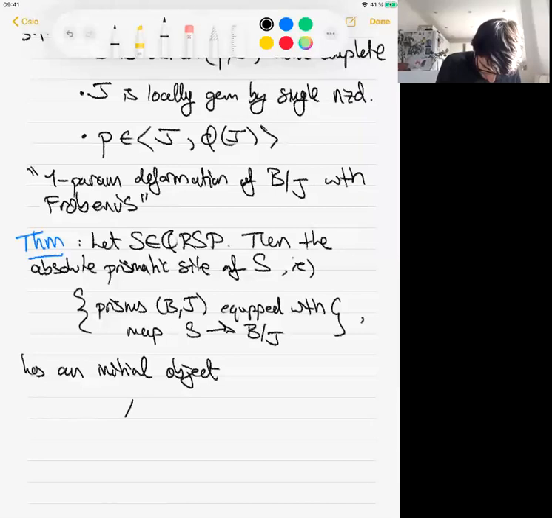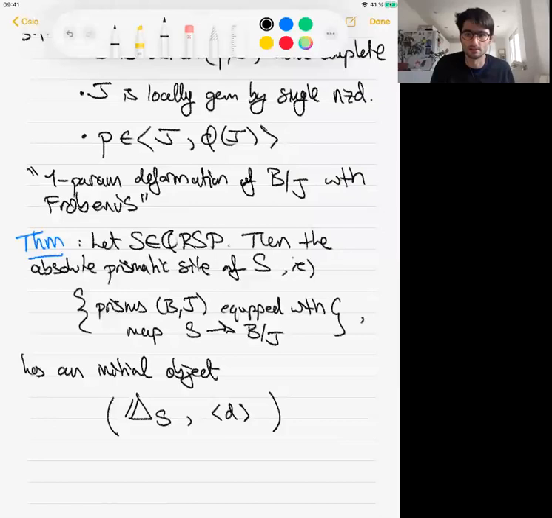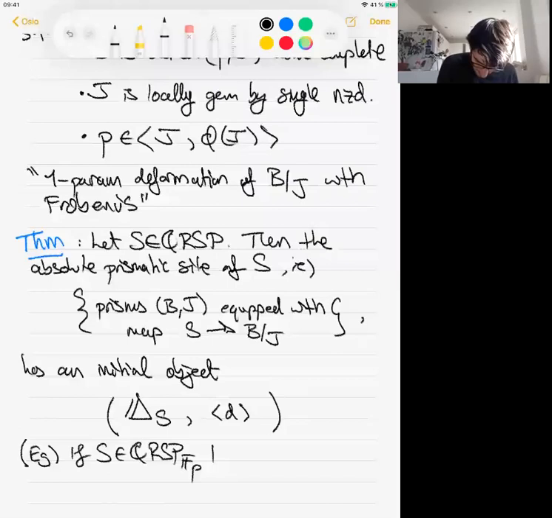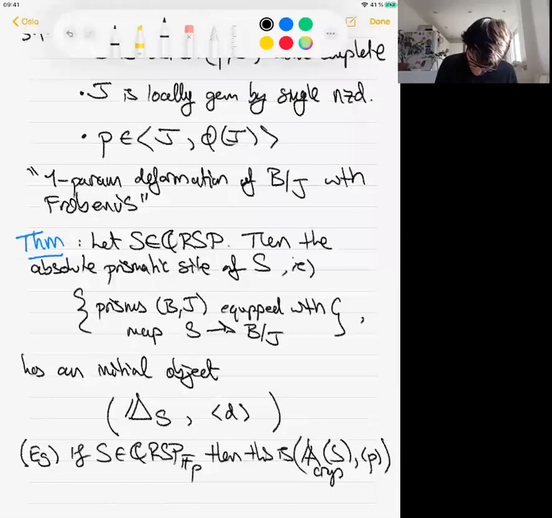And the ideal, so generally in the definition of a prism, you ask that your ideal be locally generated by a single non-zero divisor. In this case, it's actually principal. And I'm even going to pick a generator. So for example, if S is a quasi-regular semiperfectoid over F_p, then this is given by the crystalline period ring of S, and the ideal is just generated by p. And now you can be brave enough to guess the second part of the statement.